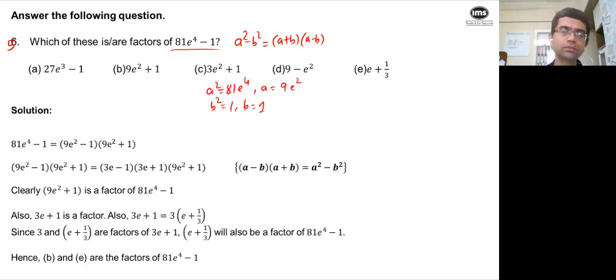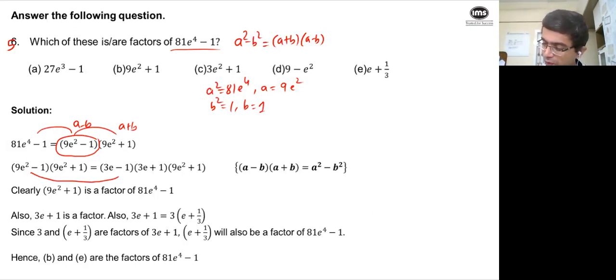Okay, now here I am going to simplify a square minus b square format into a minus b and a plus b. So this is a minus b, this is a plus b. But that is when I realize that even this can be written in the a plus b, a minus b format once again. Correct? So 9e square minus 1, 9e square plus 1. Again, this is written as a plus b, a minus b. Right? Assuming this is a square minus b square once again, I'm going to write this as a plus b, a minus b. And nothing happens to 9e square plus 1. It is written as 9e square plus 1.